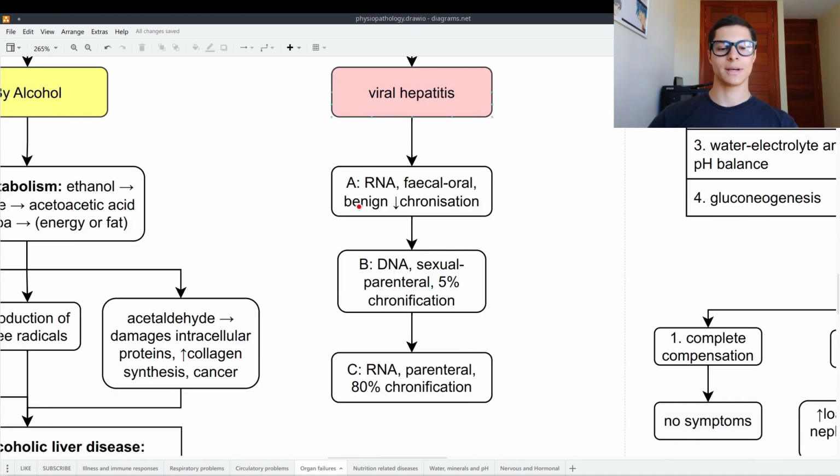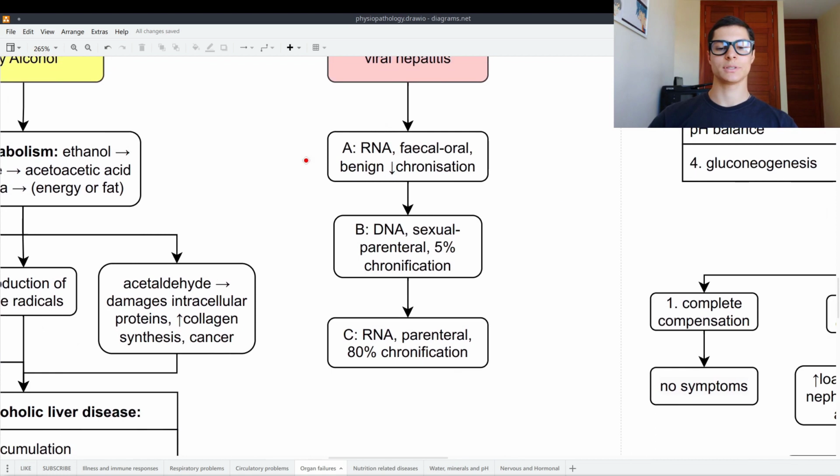And then viral hepatitis. We have the hepatitis A, which is an RNA virus. It has a fecal oral transmission, it is benign, and it has a lower chronization level. The hepatitis B, it is a DNA virus, sexual parenteral transmission, 5% of chronification. And the hepatitis C, it is an RNA virus with a parenteral transmission and an 80% of chronification.